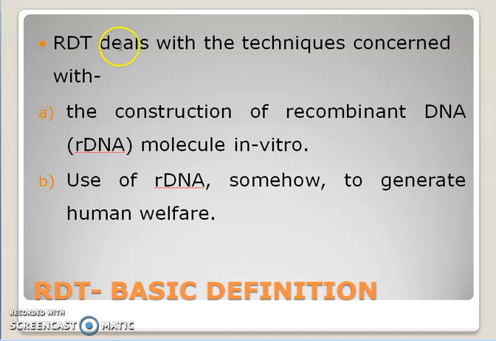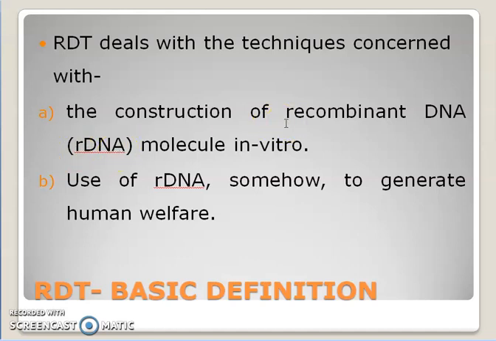It is basically a collection of techniques. RDT is basically a discipline under the field of biotechnology, and it consists of various techniques, and the objective of all the techniques taken together can be summarized into the following two categories. One is the construction. The primary aim of RDT is the construction of a special type of DNA that is called recombinant DNA. In short, we can write it as rDNA.